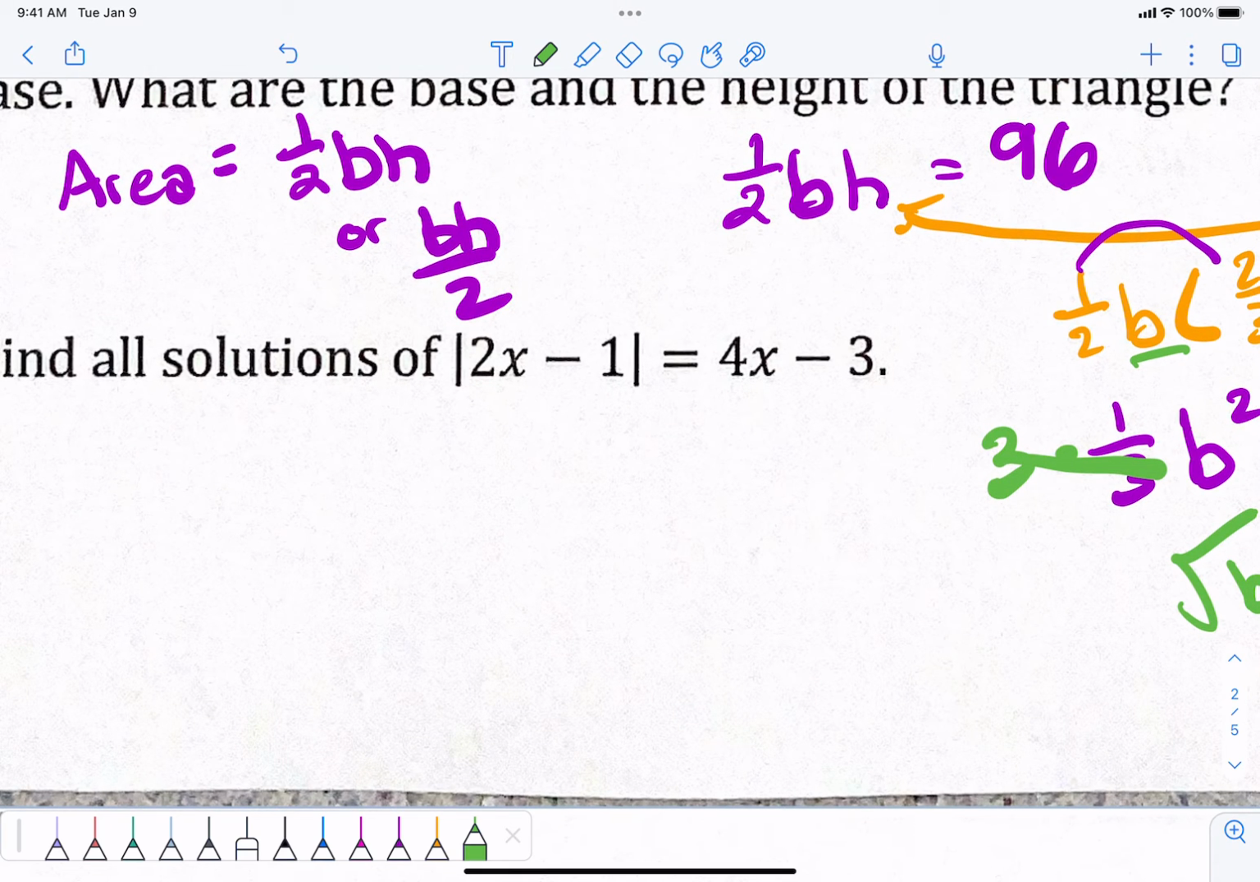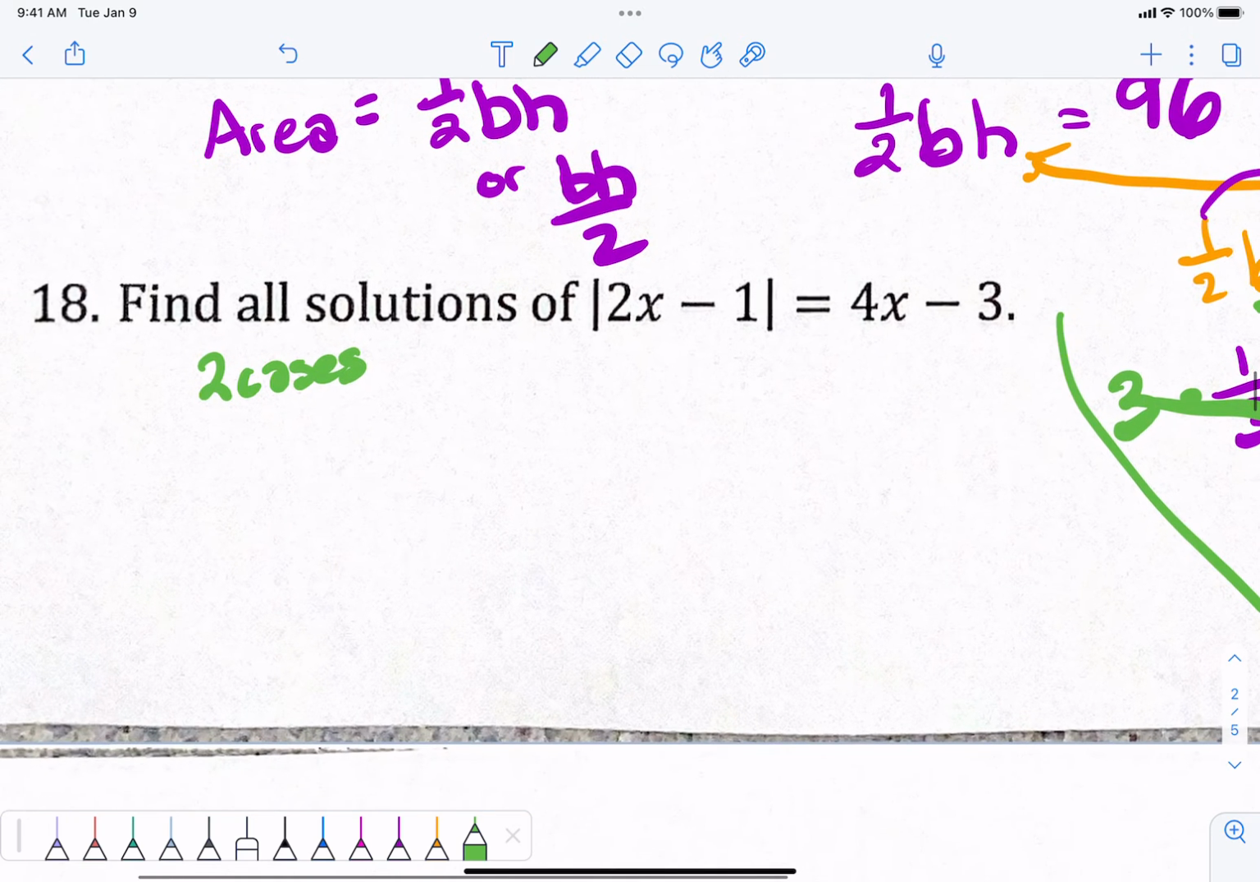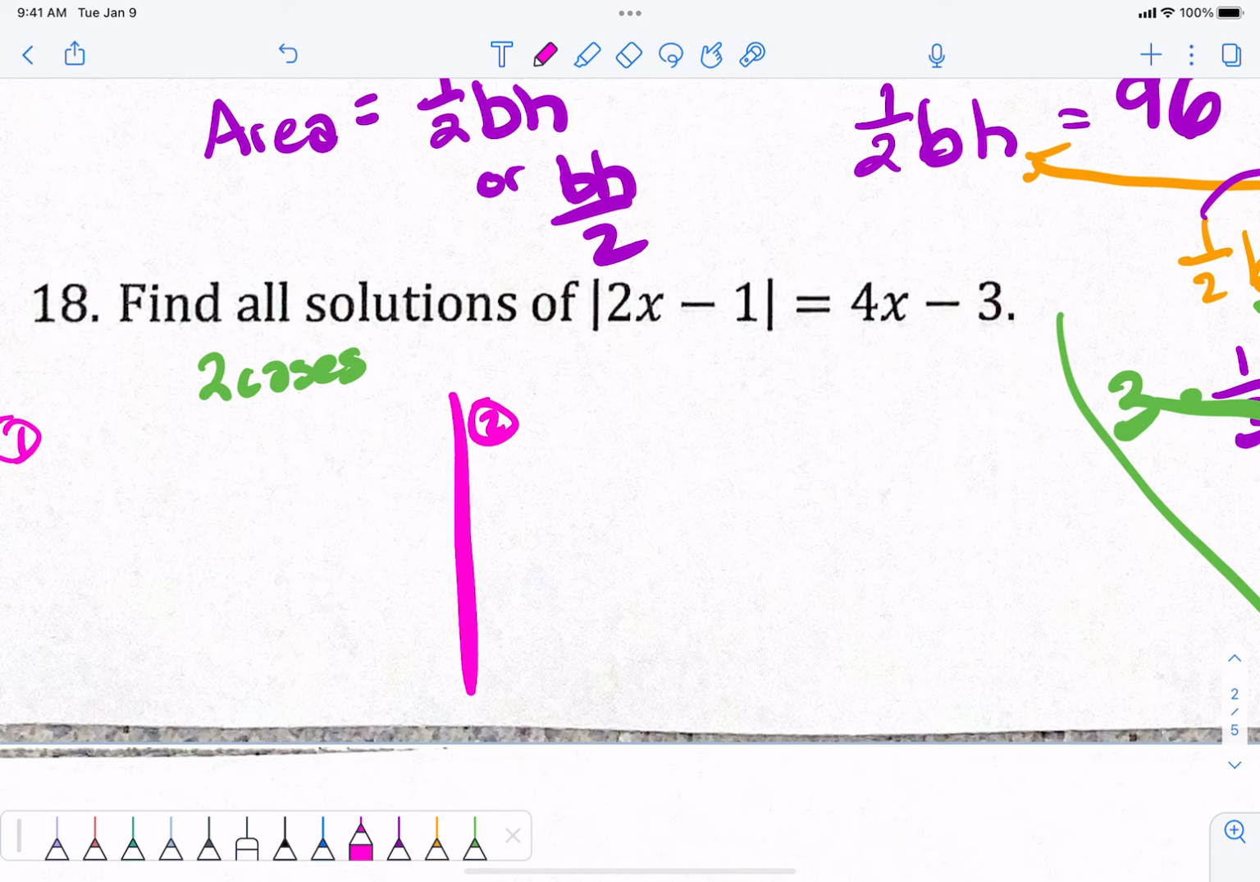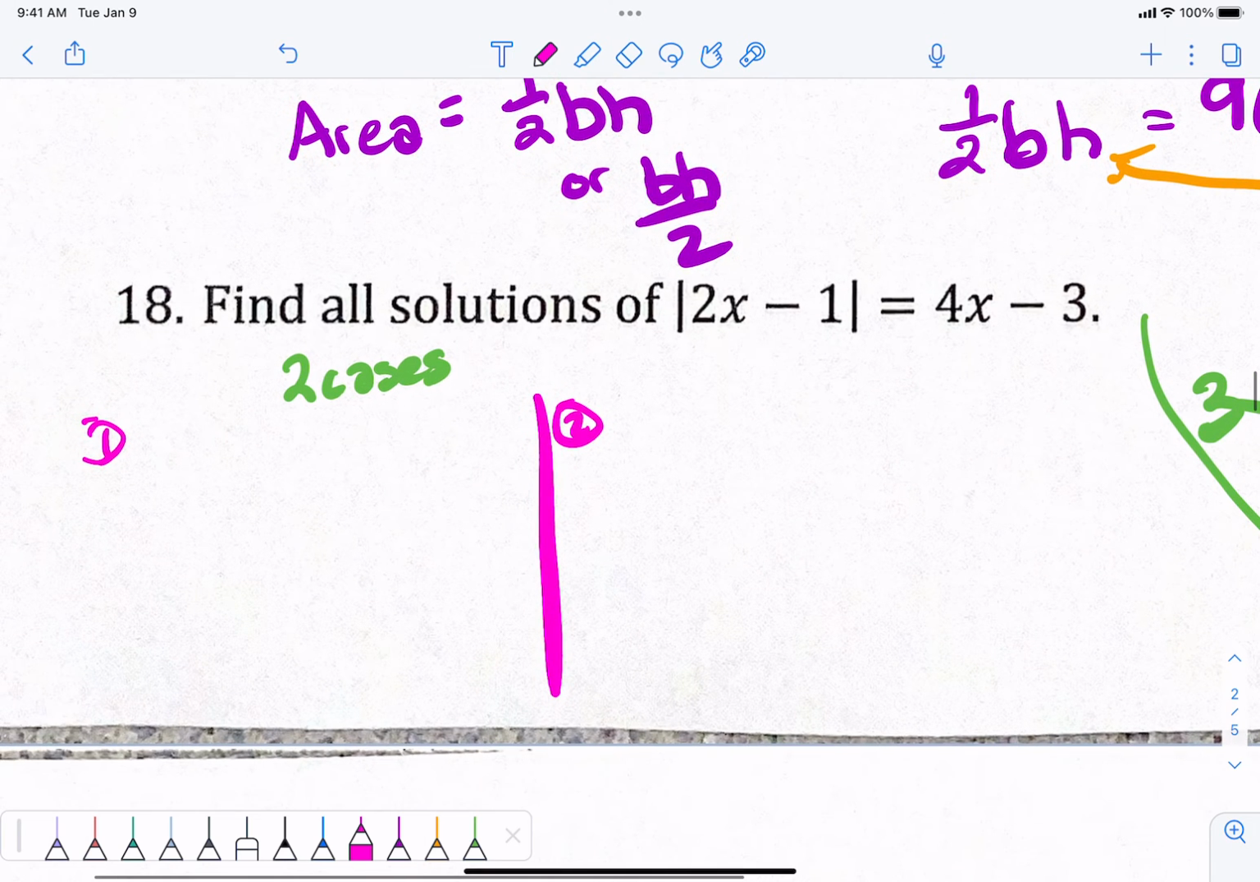Number 18. Find all solutions. When you have an absolute value, you have to do what? Two cases. Case number 1, case number 2. What does case number 1 look like? The same. Just drop the absolute value bars.